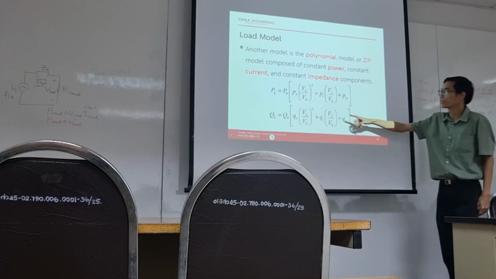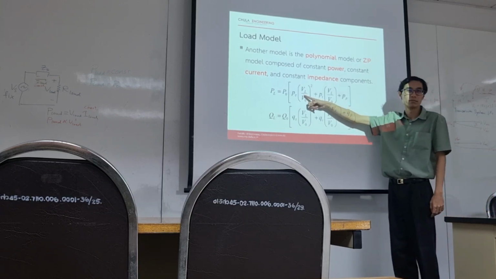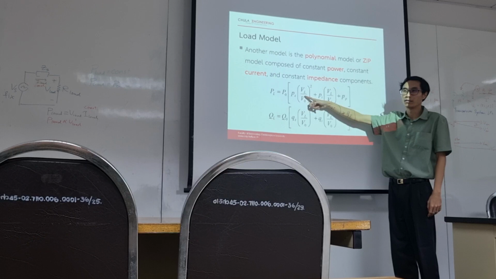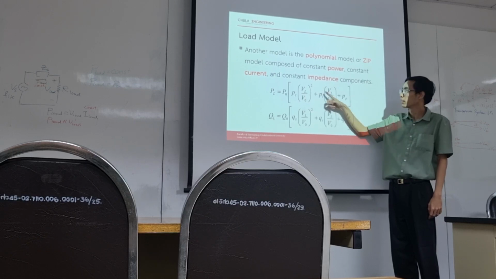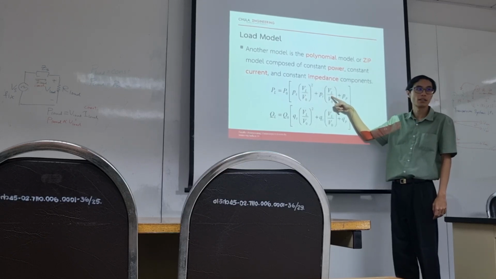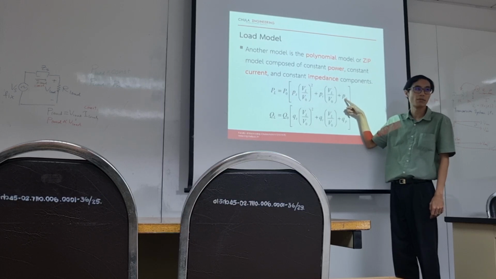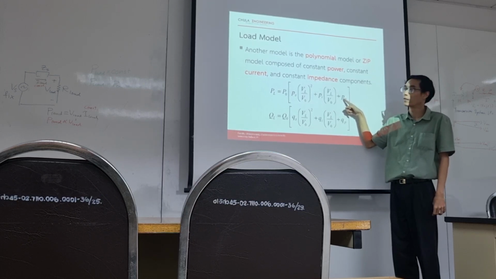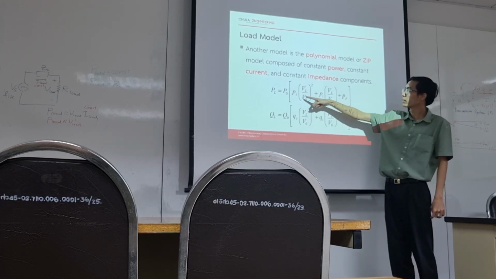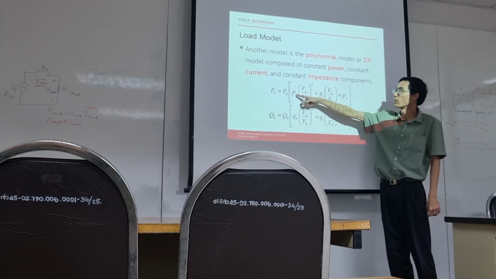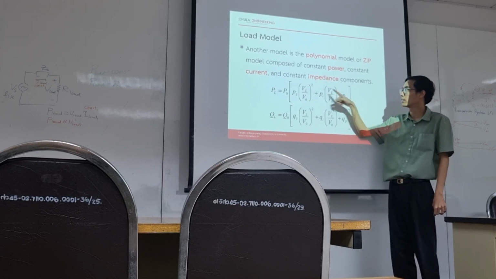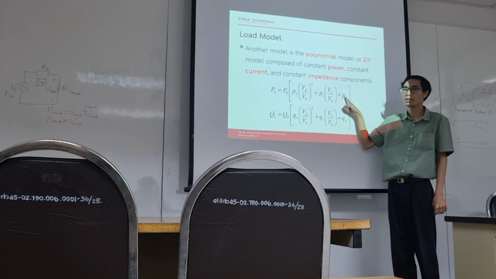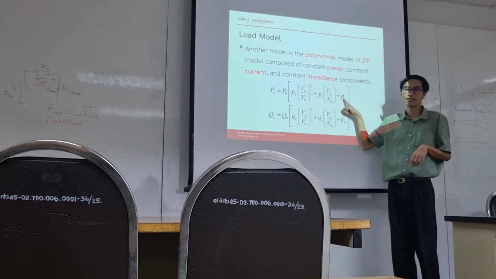This term comes from constant impedance. This term comes from constant current. This term comes from constant power. And this is just the ratio. PZ, PI, PP is the ratio. So the summation should be 1.